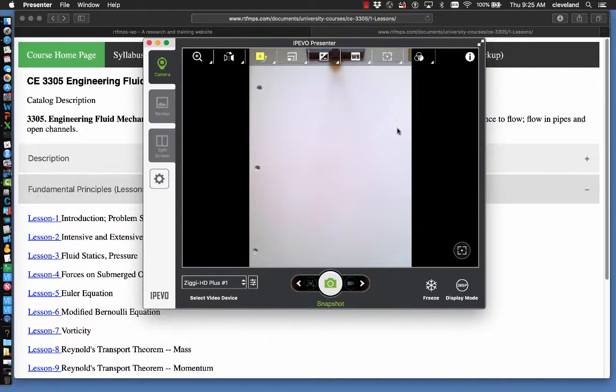Hello, and welcome to the third part of Lesson 1 of CE 3305, Engineering Fluid Mechanics. And the topic of this third part is essentially the definition of a fluid, a look at units and continuums and so forth. And that pretty much concludes a major part of the first lesson in Chapter 1.